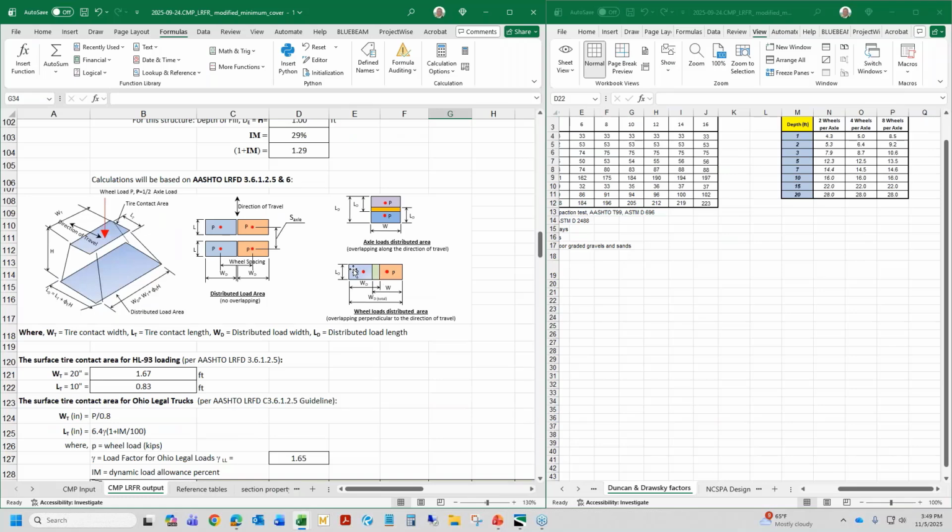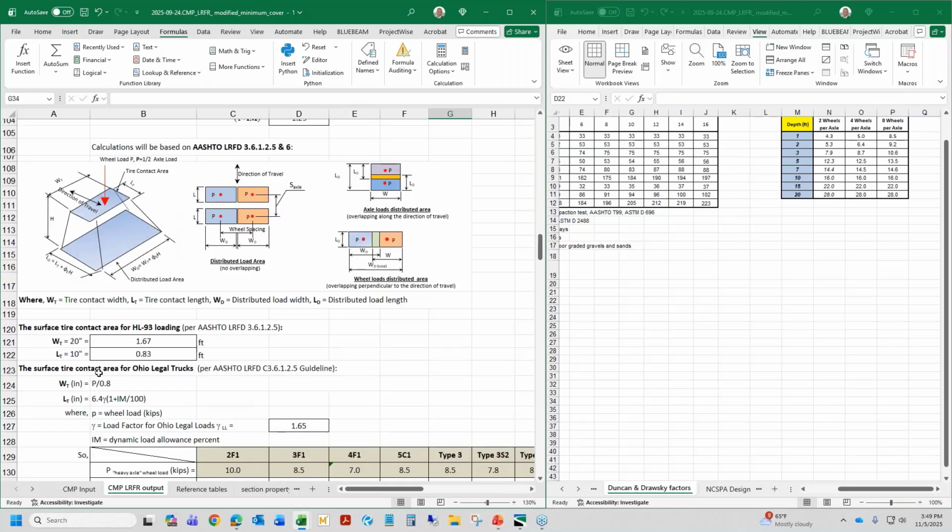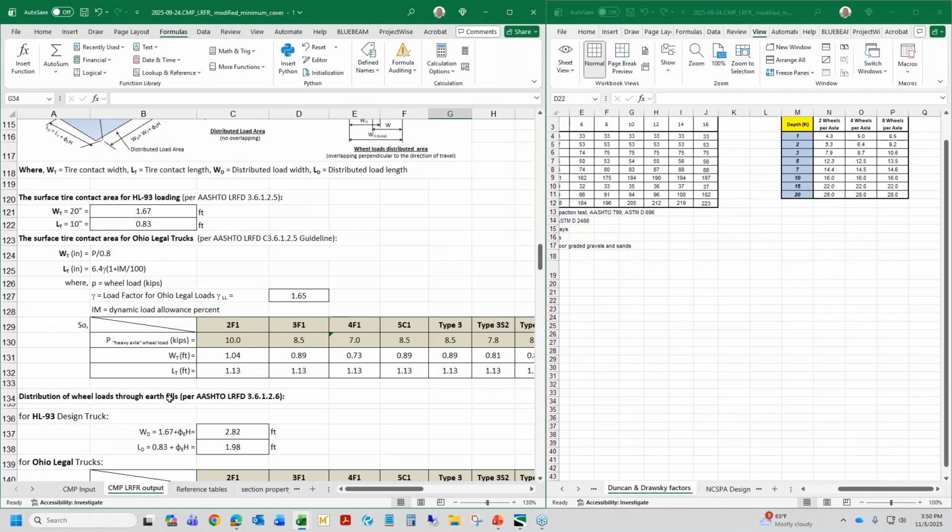And for the HL93, we know the values. For all others, it's a calculated value. So what we do is we input those dimensions for the different values. We put in the load, and from the load, we calculate the width of the tire patch and the length of the tire patch for everything except the HL93. For the HL93, the values are given in AASHTO.